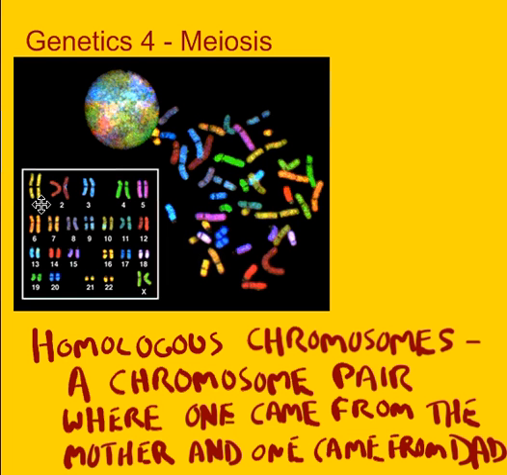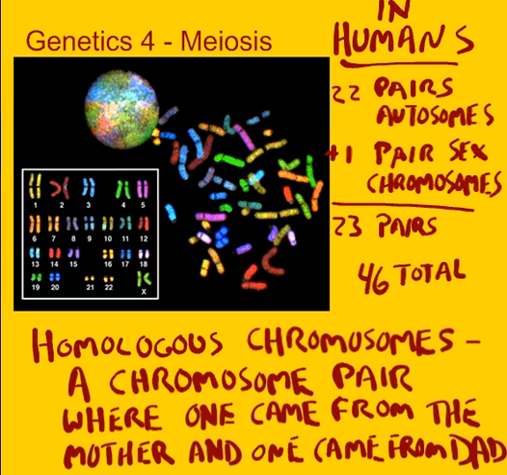Again, 1/2 of the pair came from the mother, 1/2 came from the father. There's a total of 23 pairs of chromosomes, and a total of 46 altogether. Again, in human cells, you're going to have 22 pairs of autosomal chromosomes, numbered 1 to 22, largest to smallest, 1 pair of sex chromosomes for a total of 23 pairs, which would be 46 total chromosomes. Again, that's for humans. Each species of organism is going to have its own number of chromosomes.